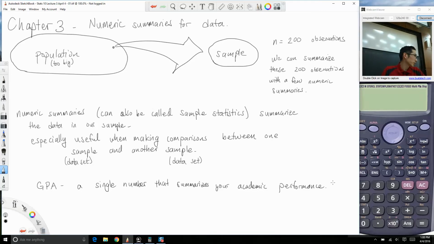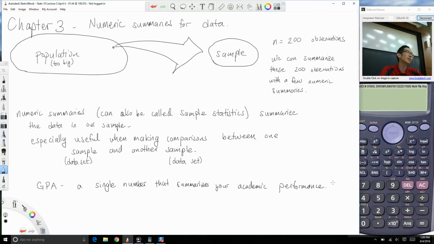If you wanted to compare one student to another student, you can look at their entire transcript. You can look at every single class they took, the grade that they got in English, and the grade that they got in statistics, and whatever other class they took. But if you have 30 students to compare, or hundreds of students, it might be overwhelming to look at every single class they've ever taken. So a GPA is useful in that it summarizes the entire academic performance into a single number.